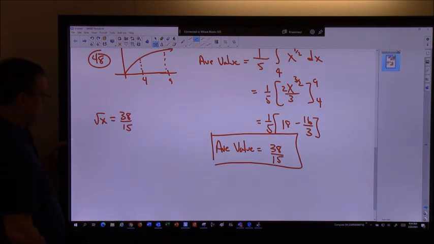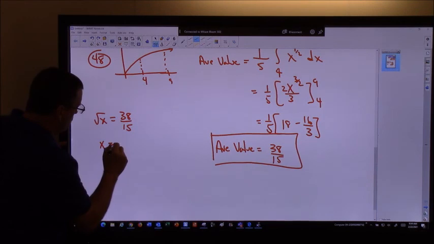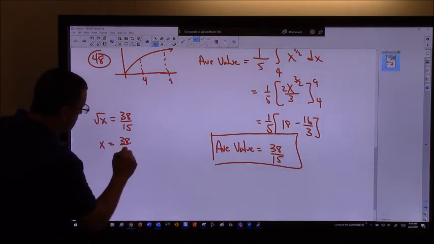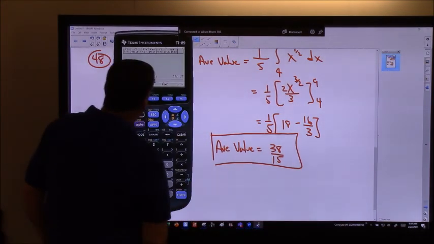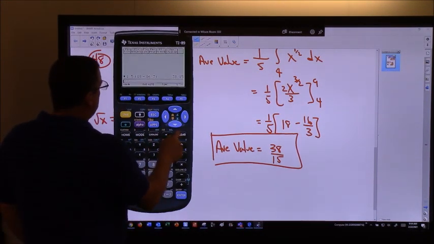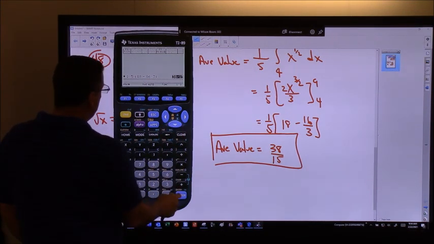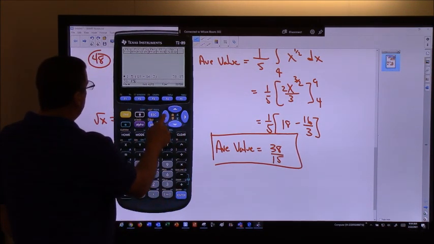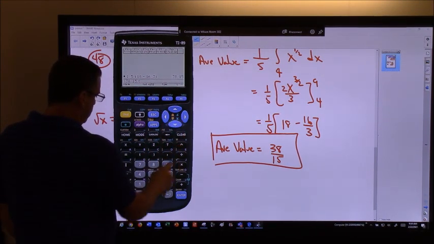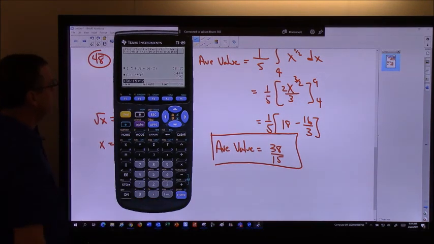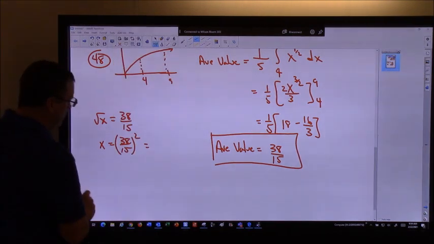Okay? So to get x by itself, I just have to square both sides. So x equals whatever 38/15 is squared. Let me go back to my calculator. So let's see, we'll clear this. I want to take this answer. I guess I should put it in parentheses. And I want to square that. And there's what I get. C equals 1,444 225ths.